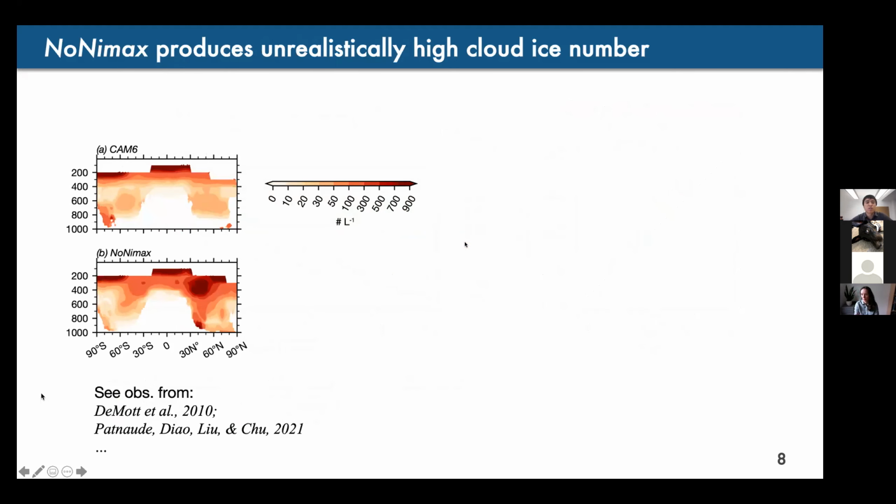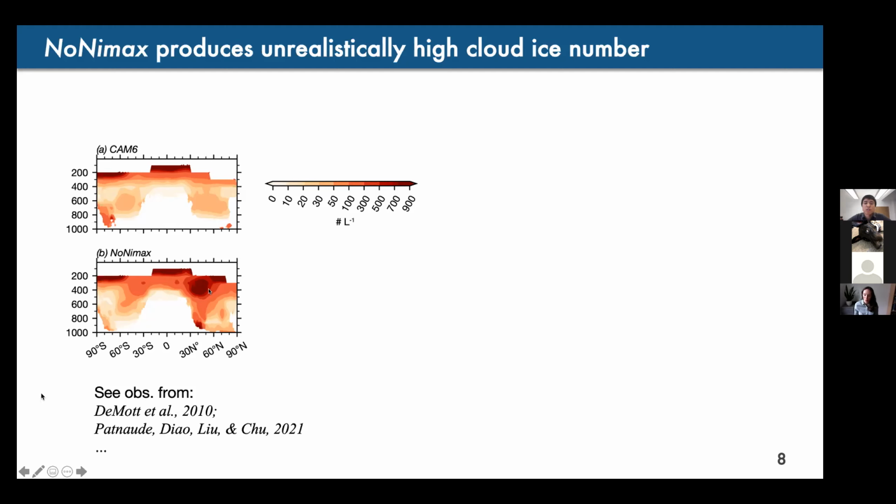There is another problem with the no NiMax configuration. The figure here shows the zonal mean cloud ice number concentration in the CSM2 standard simulation and the simulation with no NiMax.